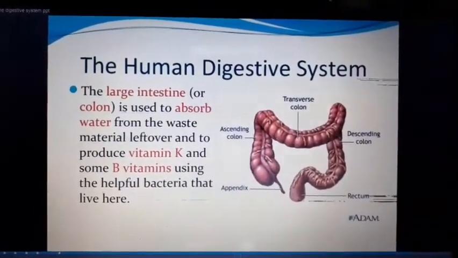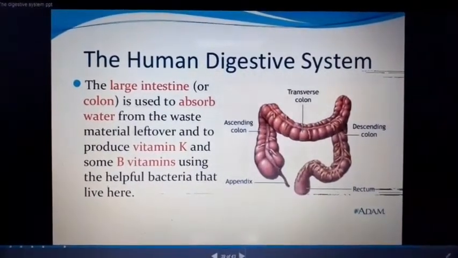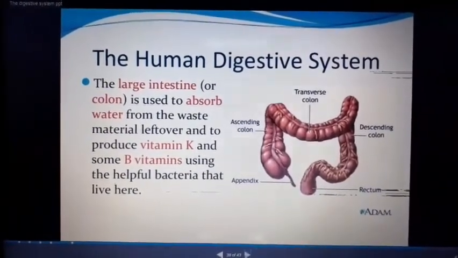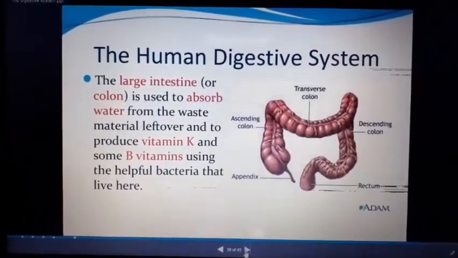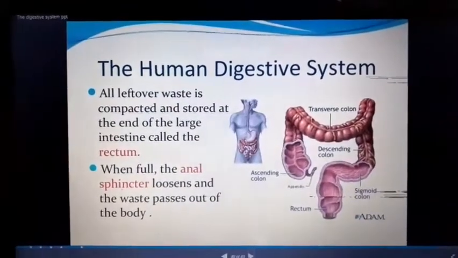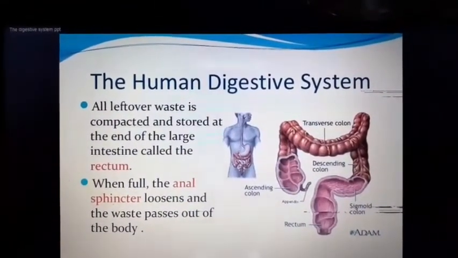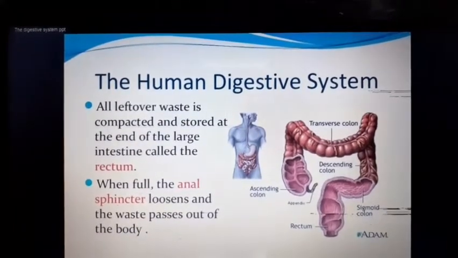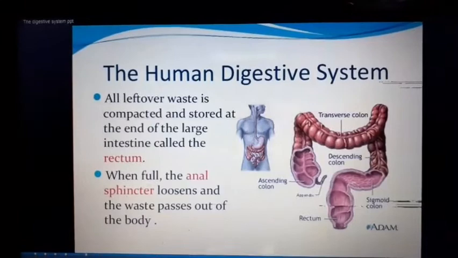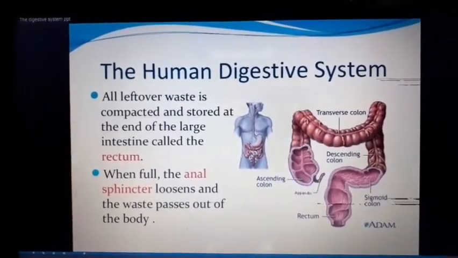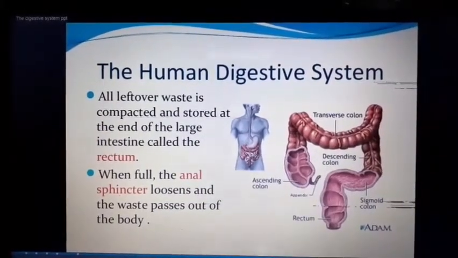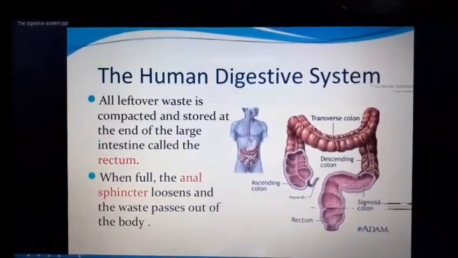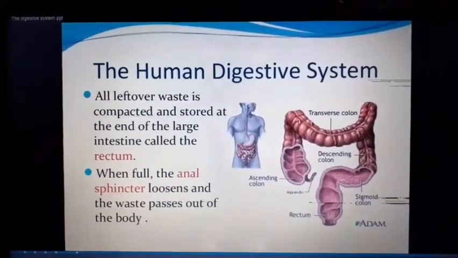These all together help in absorption of water from the leftover waste materials, and as you can see in the slide, it also helps in producing vitamin K and vitamin B using some symbiotic bacteria that reside in our large intestine. Finally, whatever is left in the last part of the large intestine, that is the descending colon, remains undigested and will be stored temporarily in a muscular organ called the rectum and will be passed out by the anus as excreta, or what you call fecal matter. This process of removal of undigested food is called egestion, and the process of digestion here is accomplished.